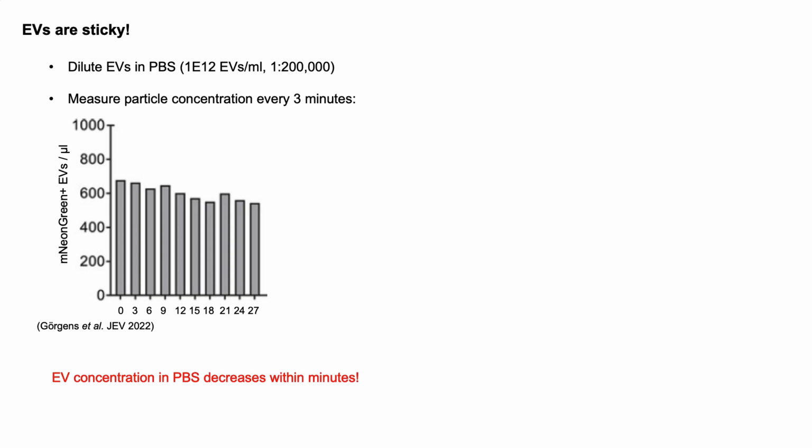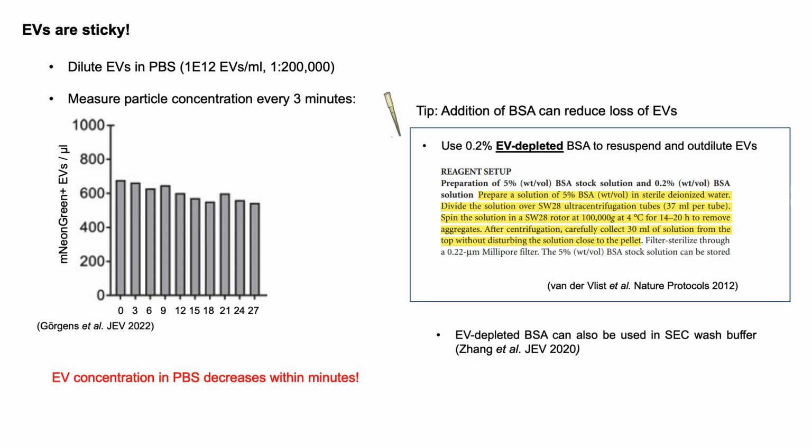Because what's the problem? EVs are sticky. If you dilute your EVs in PBS, like he did in his study, 1 in 200,000, and then measure the particle concentration over time, within the course of minutes, you see a decrease in the amount of circulating particles. So addition of BSA can reduce the loss of EVs. And in this paper from Van der Vlist in Nature Protocols, they recommend to deplete EVs from your BSA solutions by making a stock and ultracentrifuging it. So I would recommend that.